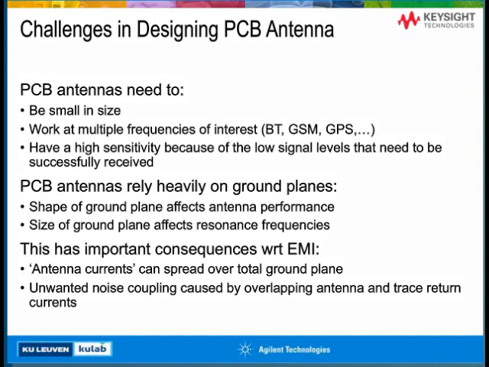It also has important consequences for EMI, and more specifically for the onboard interference. Because the ground plane is the second part of the antenna, the antenna will induce currents, which we will be calling antenna currents, over the total ground plane. This also means that unwanted noise coupling can actually happen with things that are quite far from the antenna. And as we will see and prove in this example, the unwanted noise coupling is caused, or can be estimated, by just looking at the overlap between the antenna currents and the return currents of the interconnects or of the components.